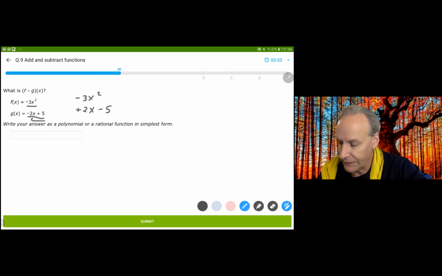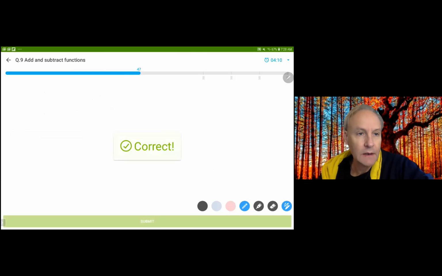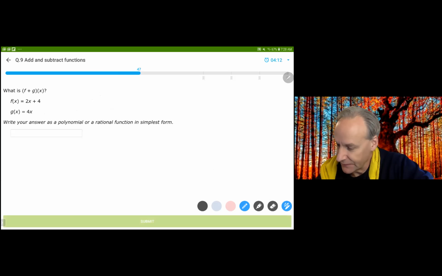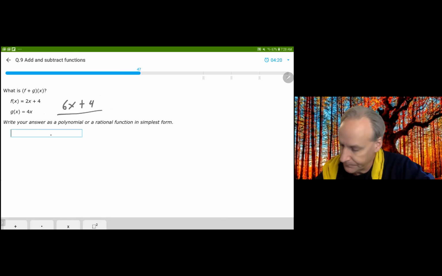If I change both these signs, I end up with negative 3x squared plus 2x, but then it's a minus 5. You need to remember to change both terms. I'll write this out a little better next time. This one's just a sum, so we're just talking about 6x plus 4. We're just adding them together.